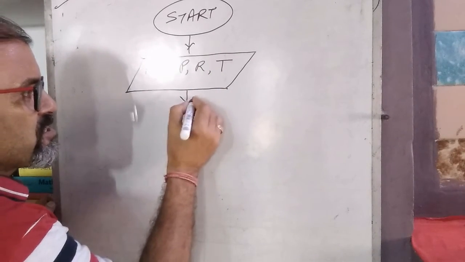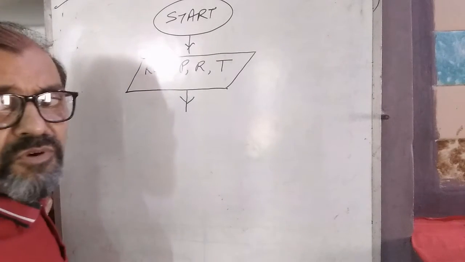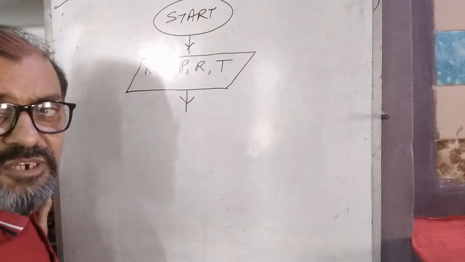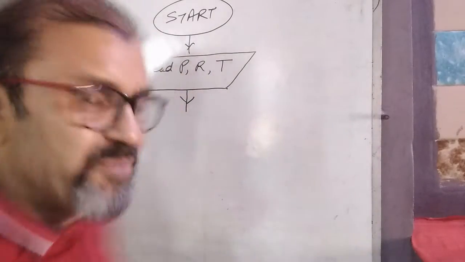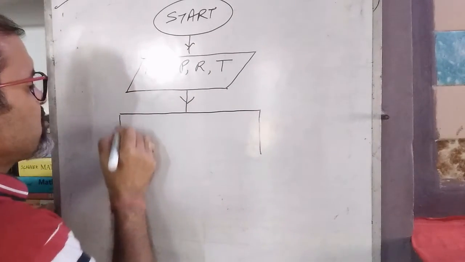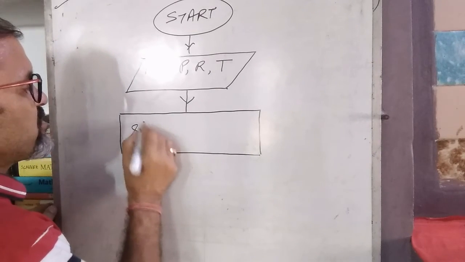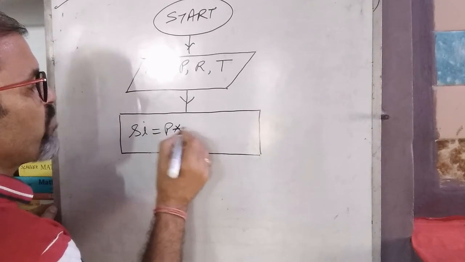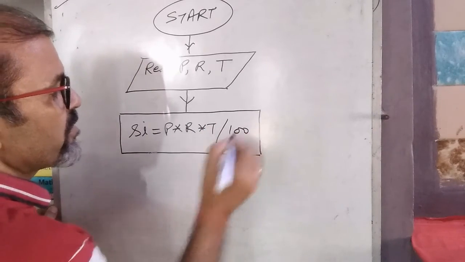Now after this we need not take any decision. Simply we have to write the formula for calculation, and for calculation and computation, you know the rectangular symbol will be used. So let us use a rectangular box for calculating simple interest is equal to P multiplied by R multiplied by T upon 100.